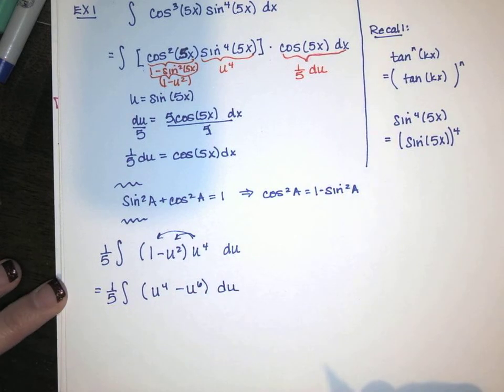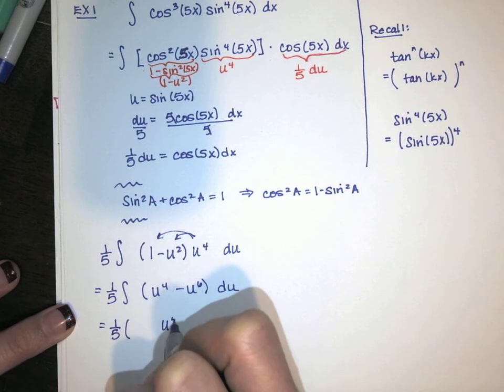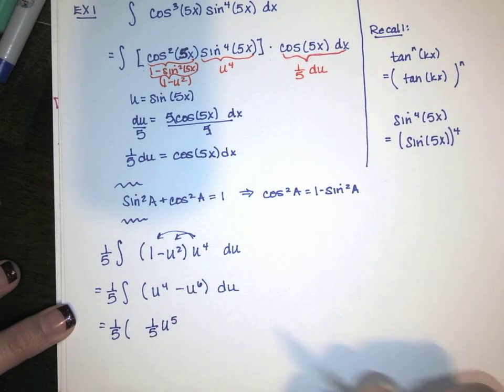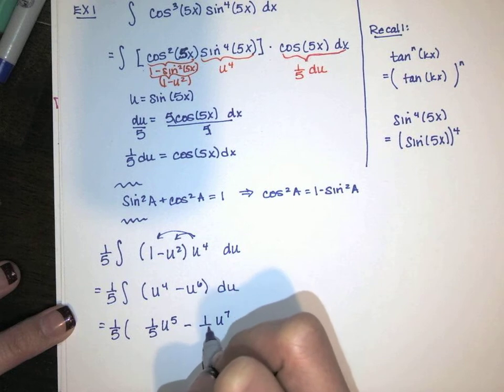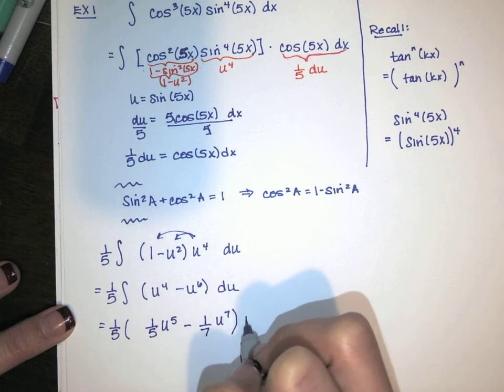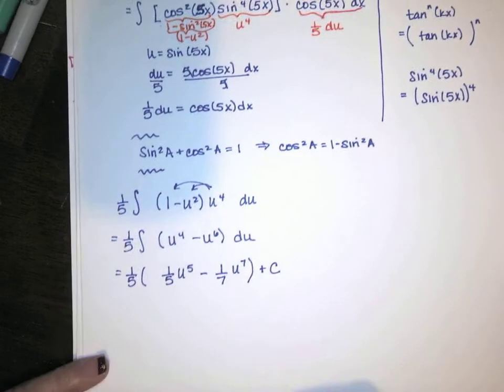We get that right there. And now we're going to use the power rule. So we add 1 to the exponent and divide by the new exponent. Over here, we add 1 to the exponent and divide by the new exponent. Don't forget to add c. Not too bad. Just a power rule.